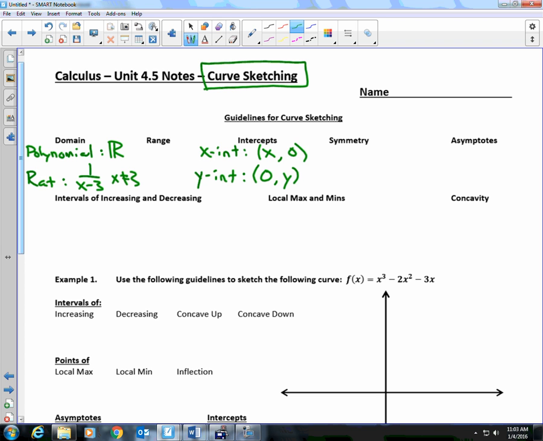Symmetry. I think that the two most common pieces of symmetry that we've talked about that you can identify is if you have an even function, that means where all the exponents are even, then it's symmetrical about the y-axis. And if you have an odd function, say x to the third minus x, so all the exponents are odd, then it's symmetrical about the x-axis. No, symmetrical about the origin.